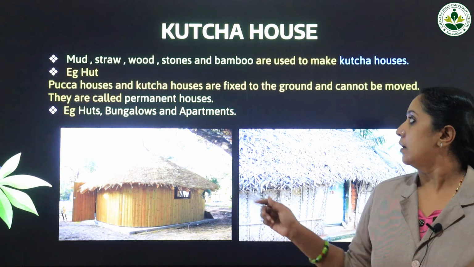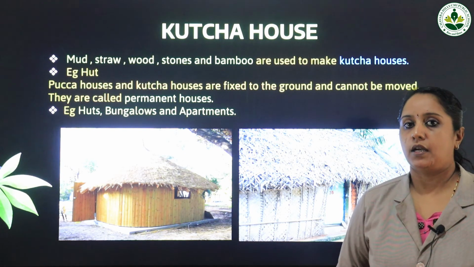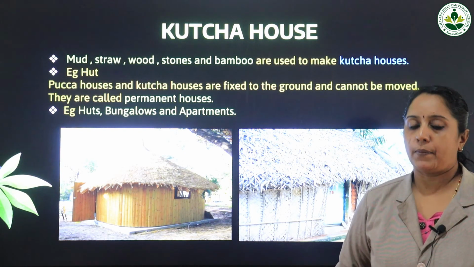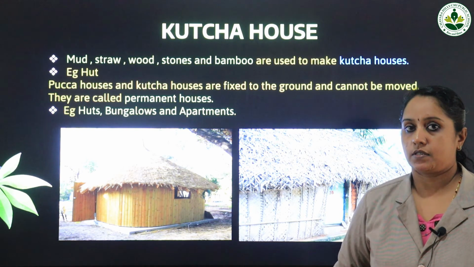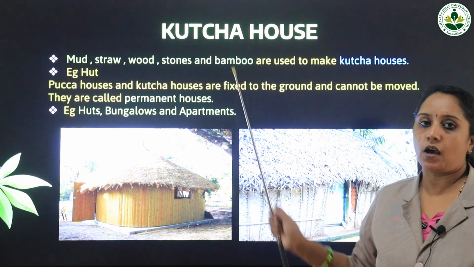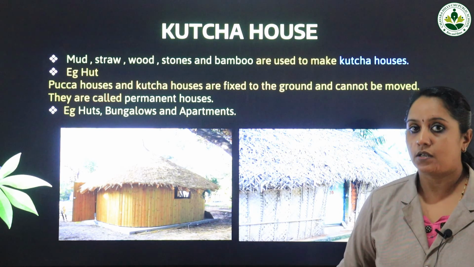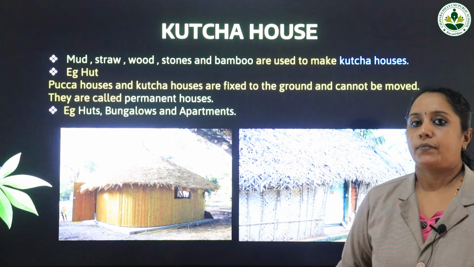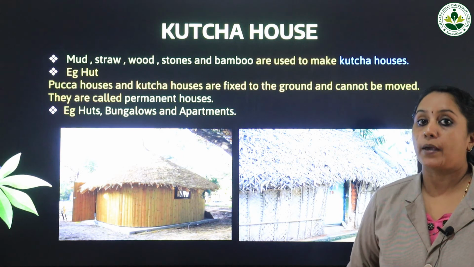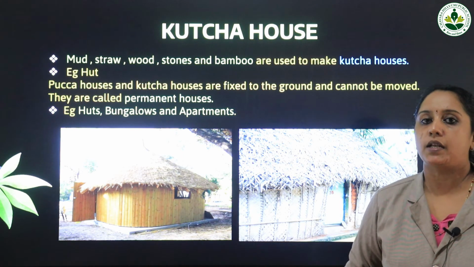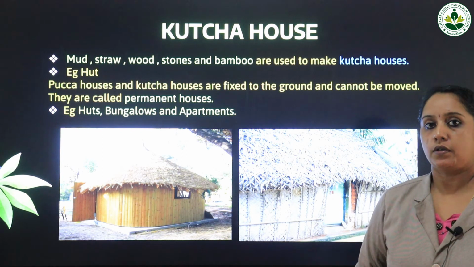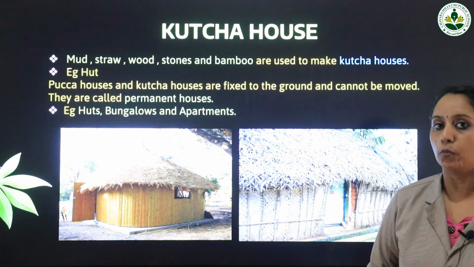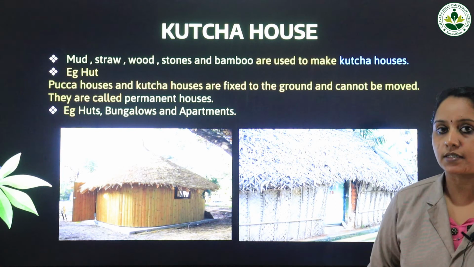Examples for permanent houses. Earlier we learned about apartments and bungalows. They are examples for Pakka houses. Now here Kacha house, we learned the example as hut. So these three come as examples for permanent houses, because these permanent houses stay fixed to the ground and they are not able to be moved. So that's about Kacha house.